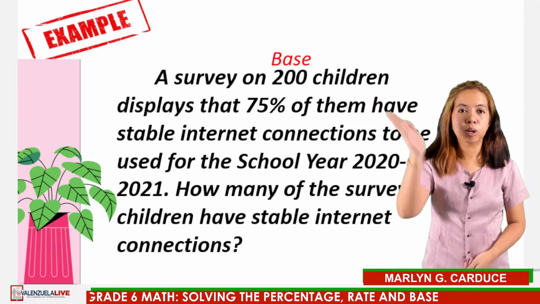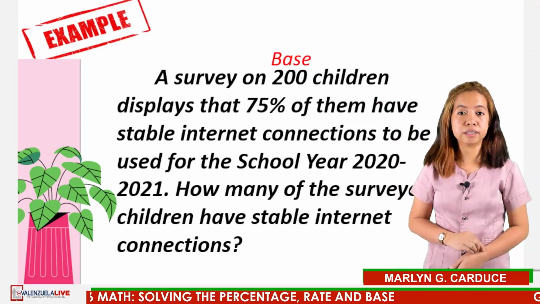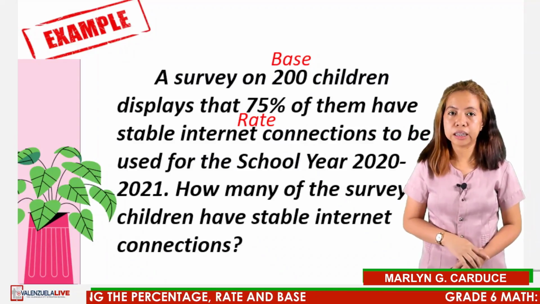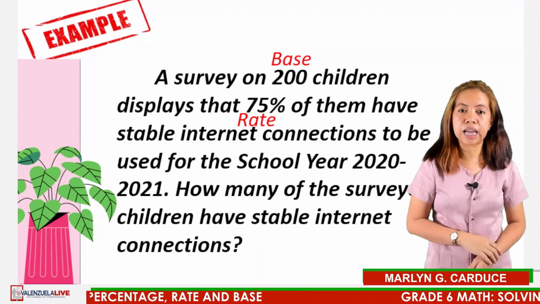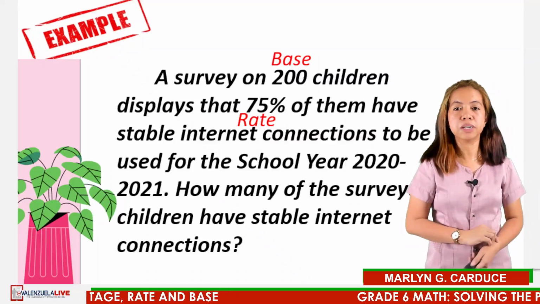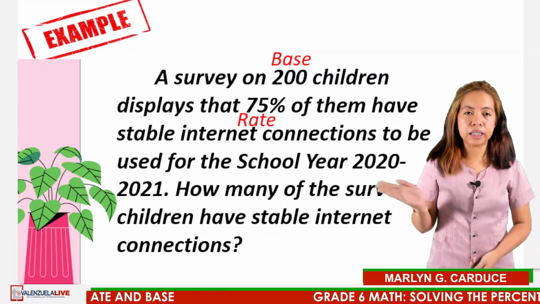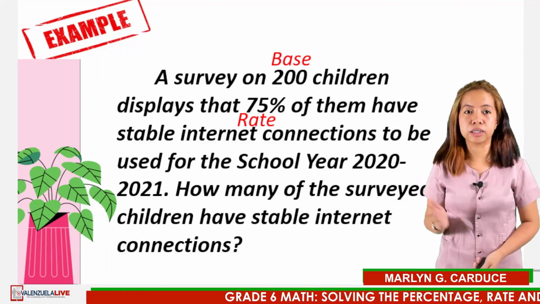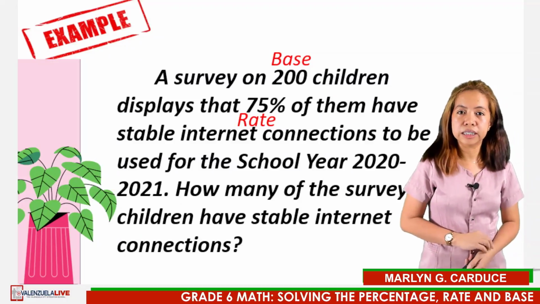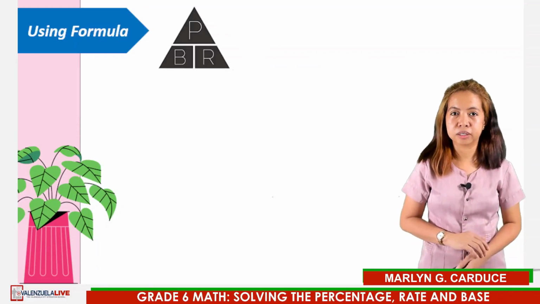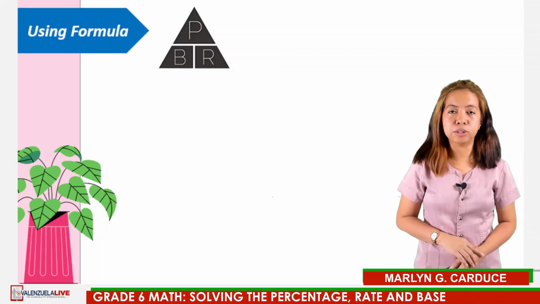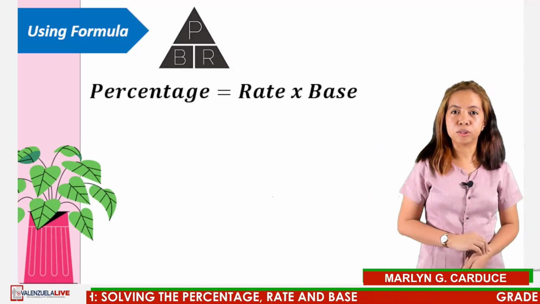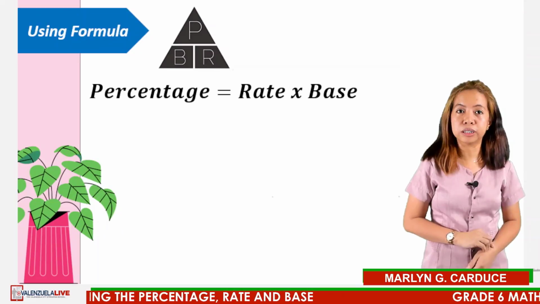200 will be our base, since this is the total number of children in the problem, and 75% will be our rate, as you can see, because it has a percent symbol. In this problem, we are looking for the percentage, wherein the percentage represents the number of surveyed children that have a stable internet connection. To solve this problem, we can use the formula, with the Tietjen's triangle as our guide. To solve for the percentage, we multiply the rate and the base.